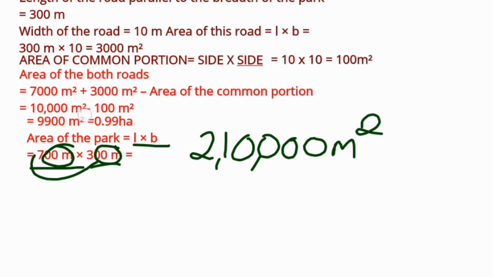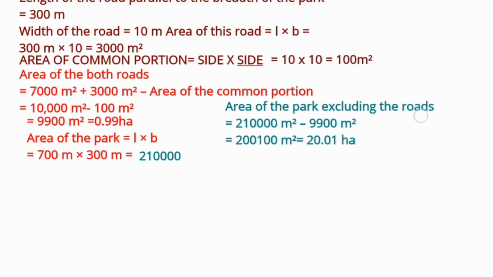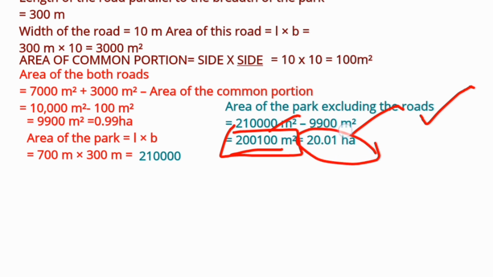We are going to find the area of the park excluding the roads. So what you will do in this? Now you are going to subtract the area of roads. So area of park excluding roads is equal to area of park minus area of roads. So 2,10,000 minus 9,900 gives you 2,100 meter square, but in the question they have asked you to give the answer in hectares, so divide it by 10,000 to get your answer in hectares.